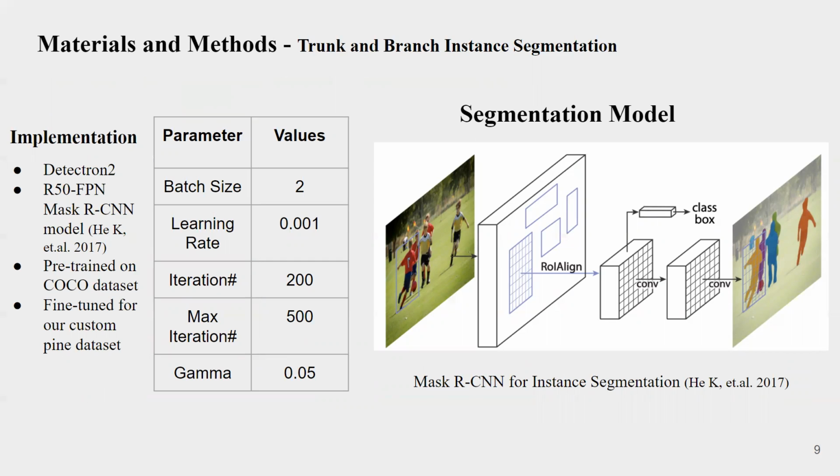We utilized Detectron2, a PyTorch-based modular object detection library provided by Facebook AI Research. Detectron2 includes a model zoo with pre-trained models based on the Mask R-CNN benchmark COCO dataset. With our pine tree dataset, we fine-tuned a COCO pre-trained R50 FPN Mask R-CNN model. The hyperparameters used for training are shown in the table.